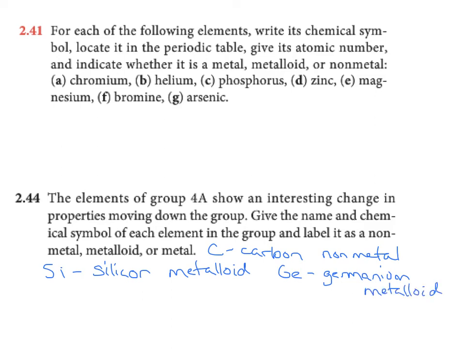All right, underneath that we've got Sn, which is tin. Tin is definitely a metal. Underneath tin we've got lead. Lead is definitely a metal. Questions about those? Questions about the properties of a metal, non-metal, metalloid?